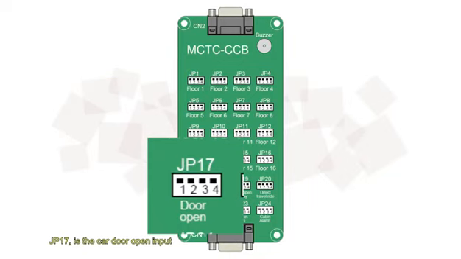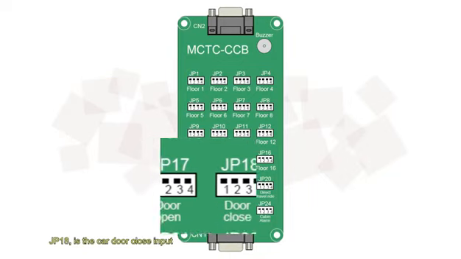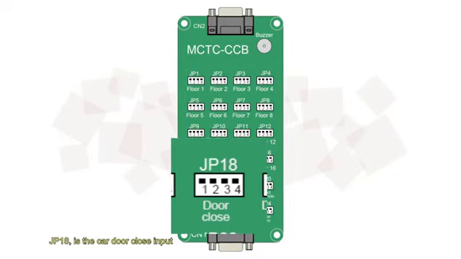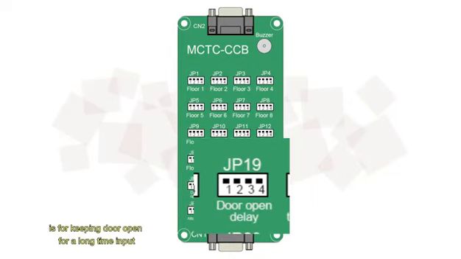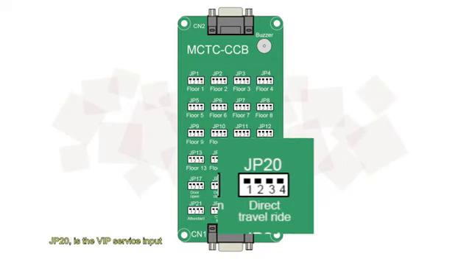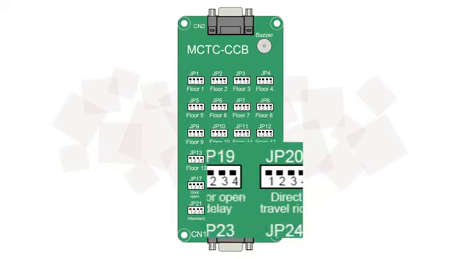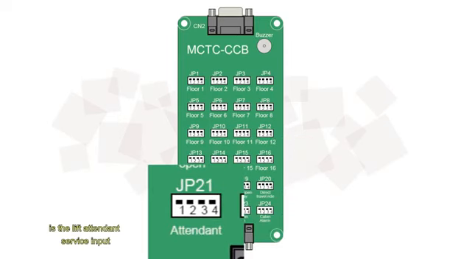JP17 is the car door open input. JP18 is the car door close input. JP19 is for keeping door open for a long time input. JP20 is the VIP service input. JP21 is the lift attendant service input.